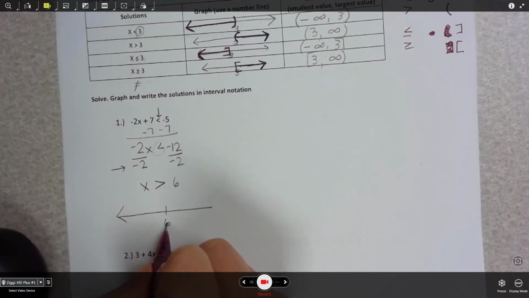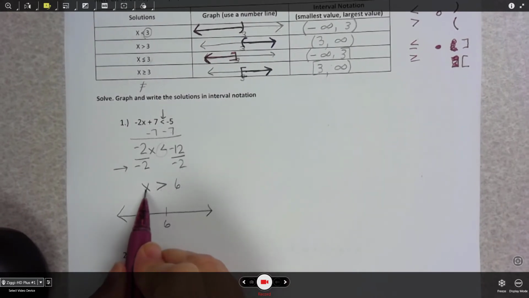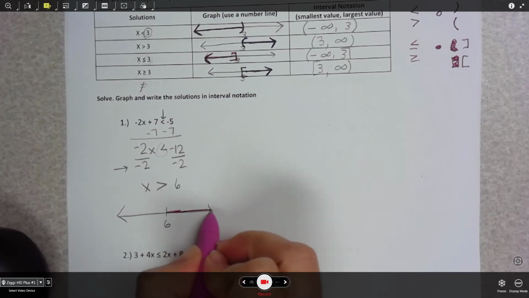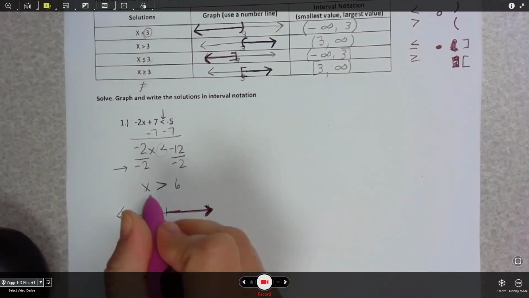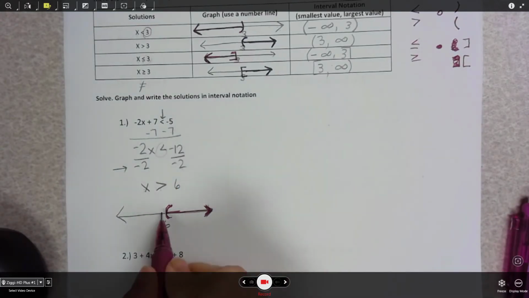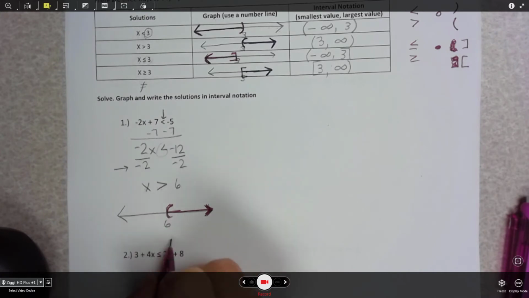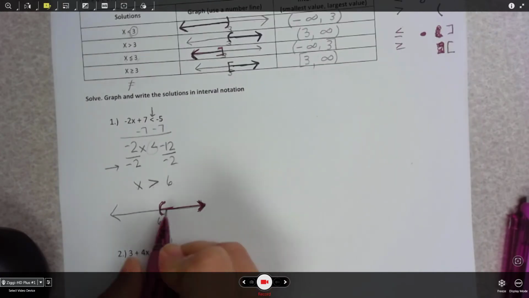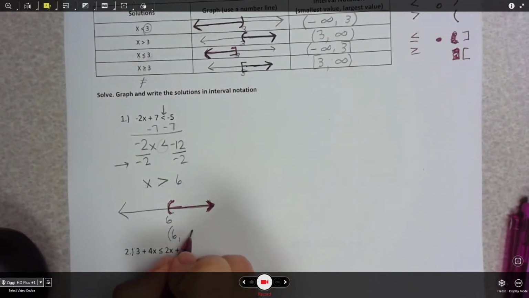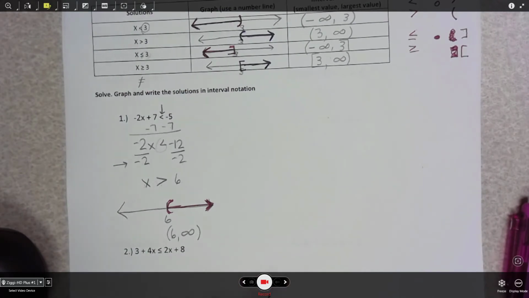So if I draw me a number line, mark a 6 on there, all the values that would be greater than 6 are to the right of 6. There's no equal to part, so this gets a parenthesis. Then for interval notation, I can just match it up. The first thing that I've shaded is 6 with the parenthesis. I follow it until I finish the shading, which is at the arrow. That becomes positive infinity, always closed with a parenthesis.